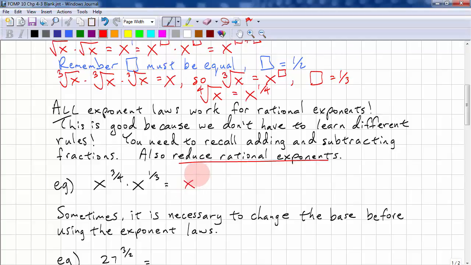Okay, so here we have x to the 3/4 plus 1/3, and we need to have a common denominator before we can add the fractions. And the common denominator here is 12. So we need to multiply this by 3/3, and we get 9/12. This one we have to multiply by 4/4, so we have 4/12. So we have x to the power of 13/12. Okay, and that's as simple as it gets. There's no simplifying after that.